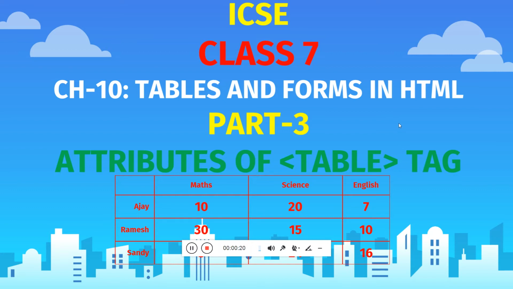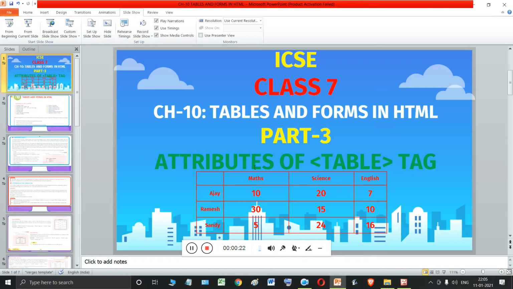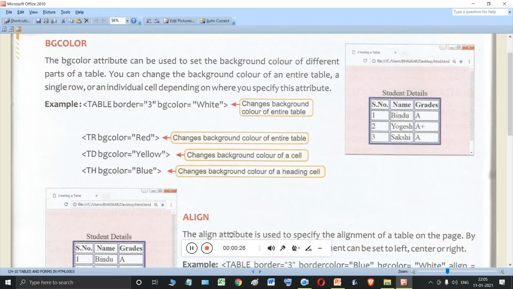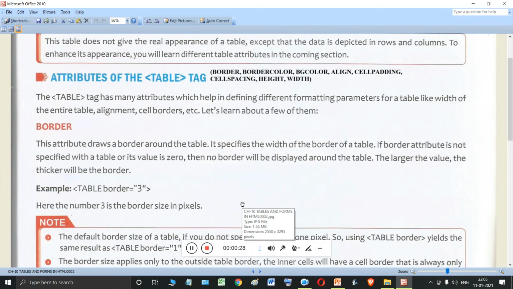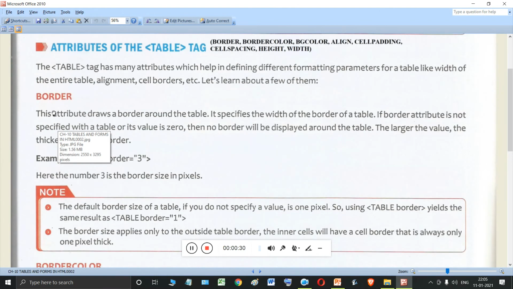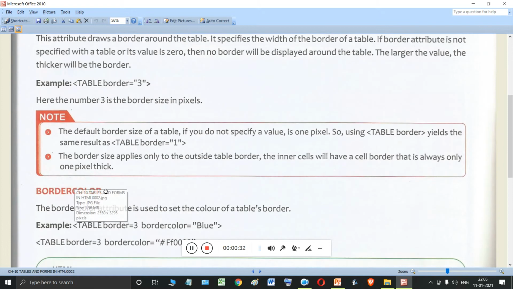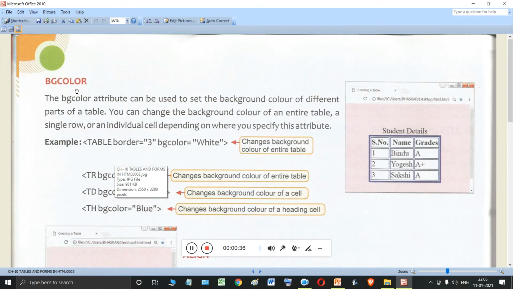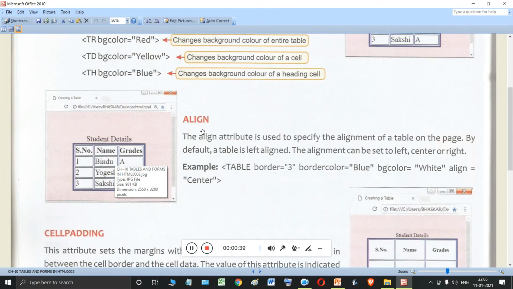Now, in the previous part, students, you have studied different attributes of the table tag. You have already studied the border attribute. Then you studied the border color attribute. After that, we have studied BG color and the align attribute.